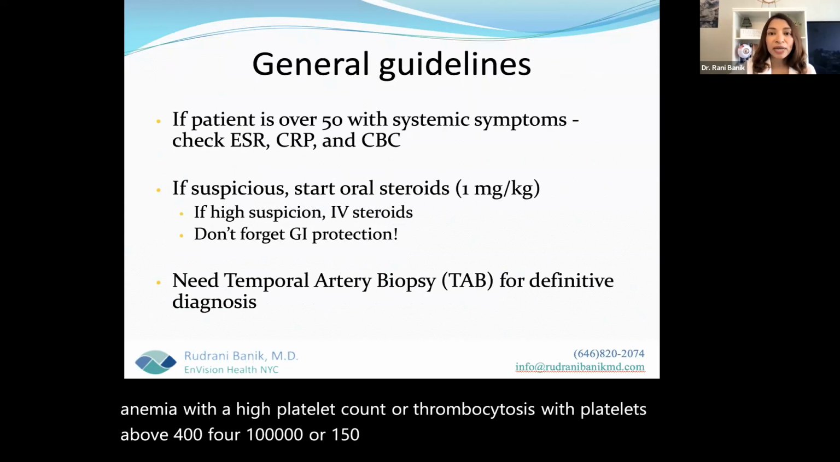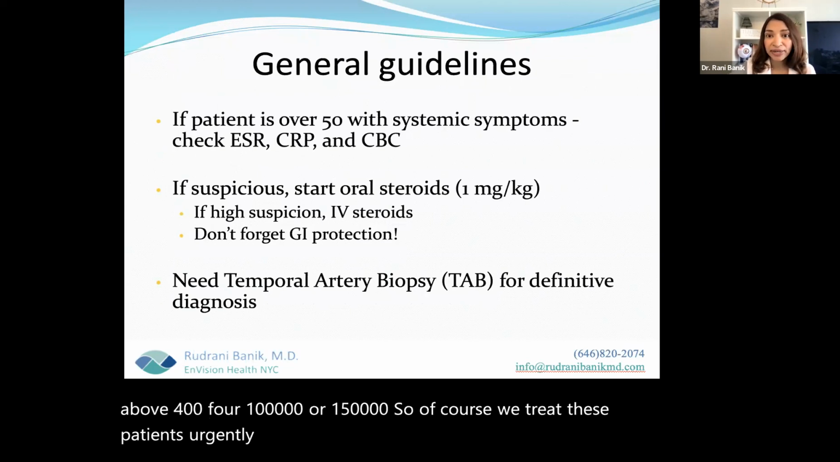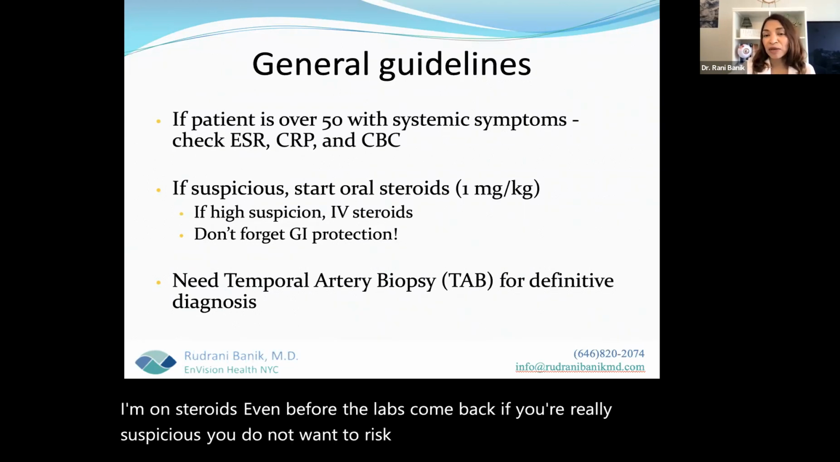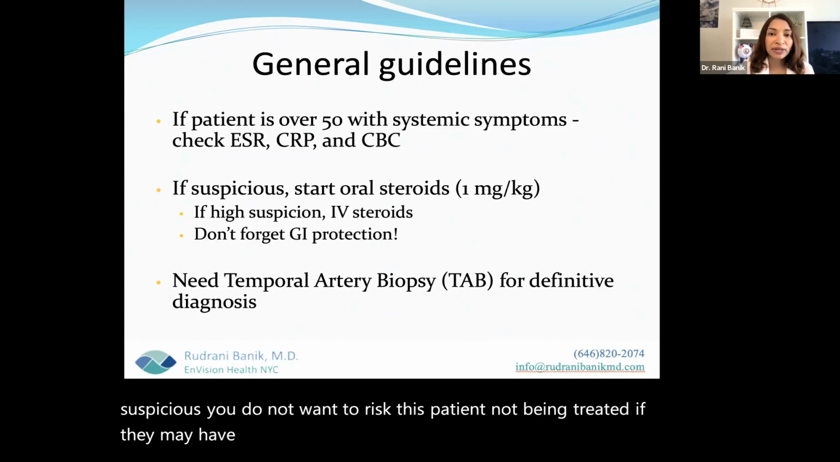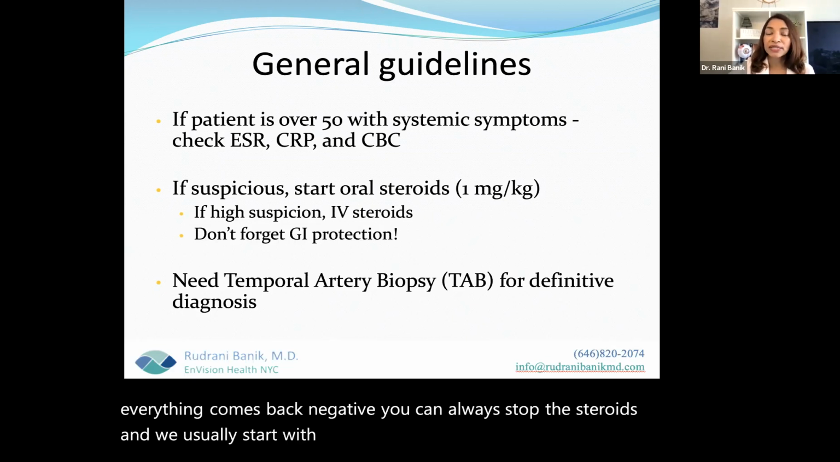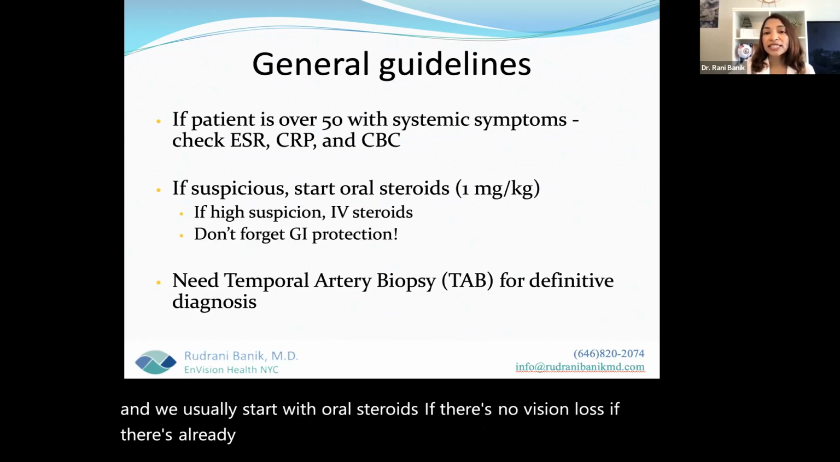So of course, we treat these patients urgently. Go ahead, start them on steroids even before the labs come back. If you're really suspicious, you do not want to risk this patient not being treated if they may have GCA. And of course, if you start the steroids, if everything comes back negative, you can always stop the steroids. And we usually start with oral steroids if there's no vision loss. If there's already vision loss or ischemia to an end organ, you want to give IV steroids.